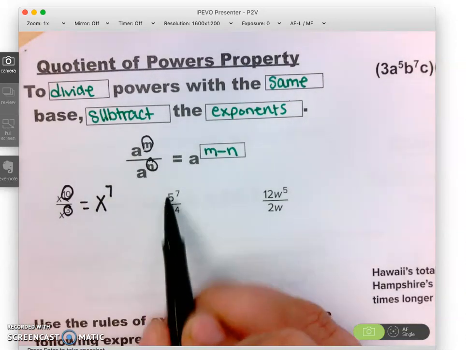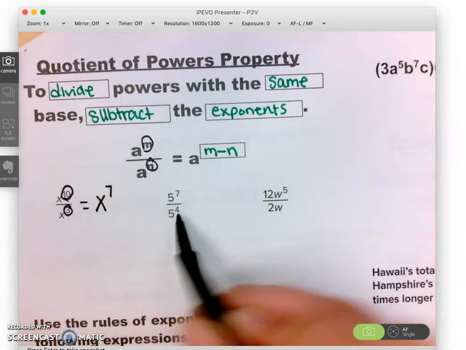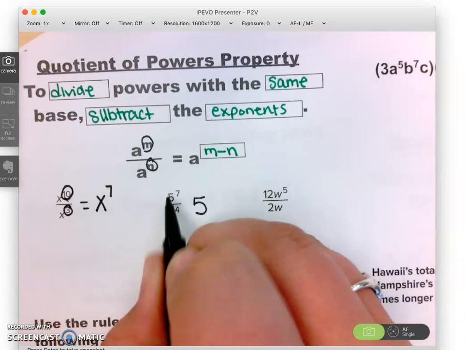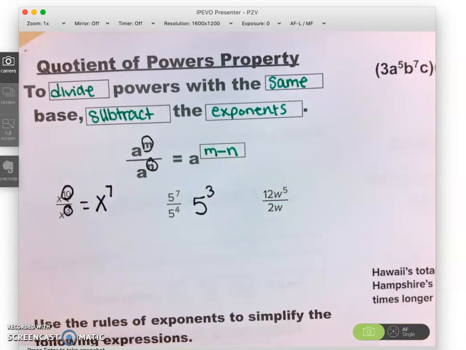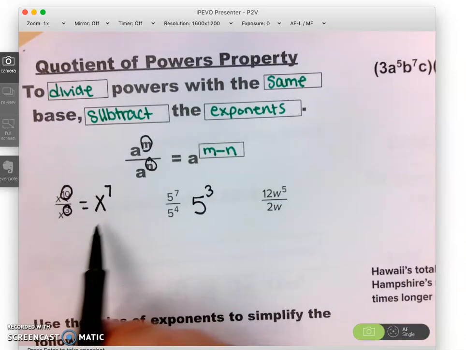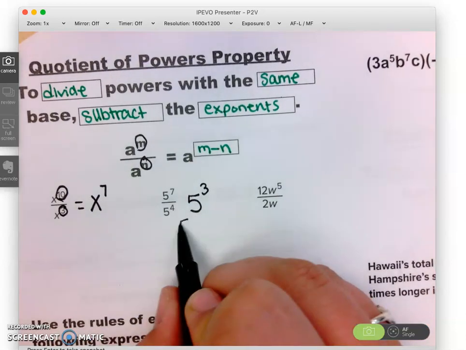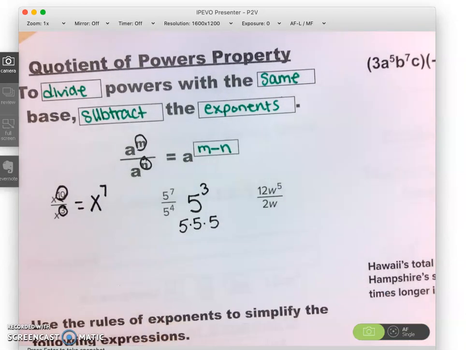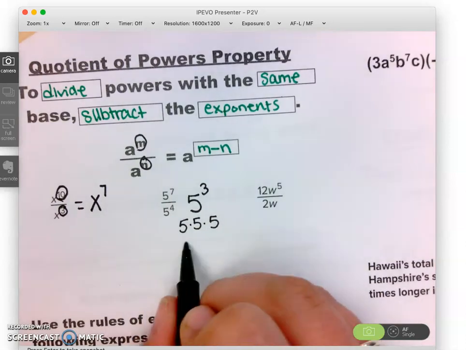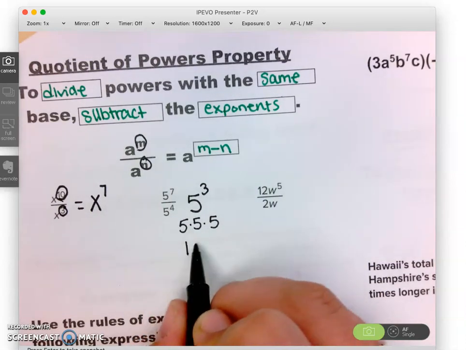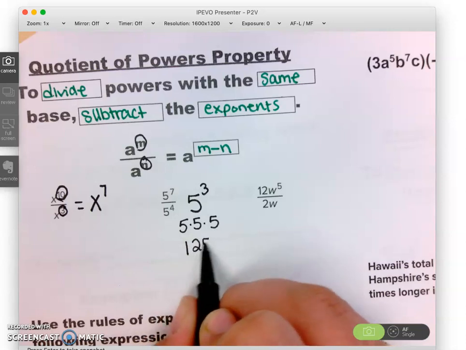Here, 7 minus 4, that same base, but now it's raised to the 3rd power. Now x to the 7th, I can't go any further, but 5 to the 3rd power I can. I can work this out to be 5 times 5 times 5. 5 times 5 is 25, times 5 is 125.